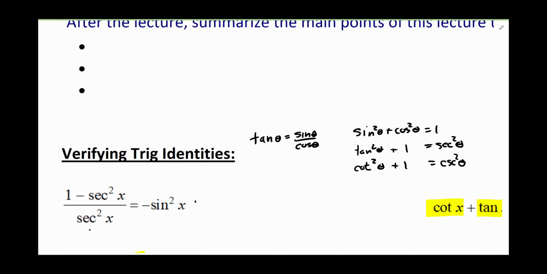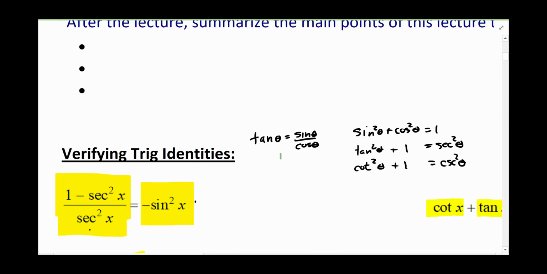All right, now you're going to have to verify trig identities. Essentially, that means you have to verify that this side right here equals this side, or vice versa. You can start on either side. Typically, problems are set up where you work on the left until it equals the right side, but you can go either direction.